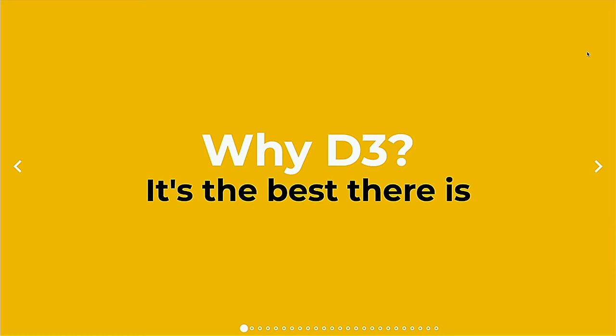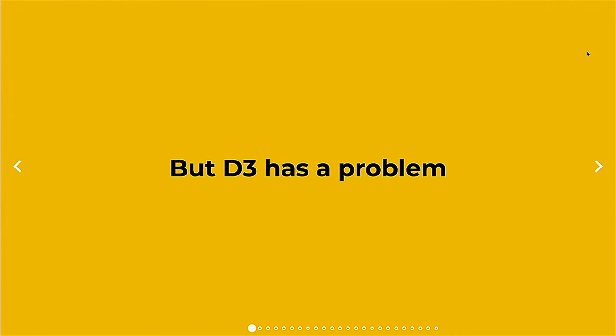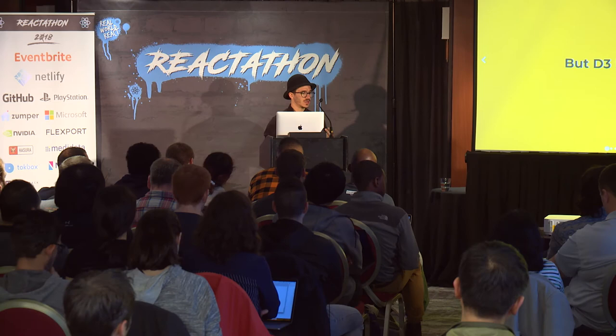D3 is basically the best thing out there you can use. There's a lot of libraries built on top of D3 that you can use. We're not going to talk about those today. Those usually use D3 on the low level somewhere, and it's generally taken over the market. But D3 has this problem. I guess half of you raised your hand, so you've tried D3 before, which means you know that it's almost impossible to read code written with D3.